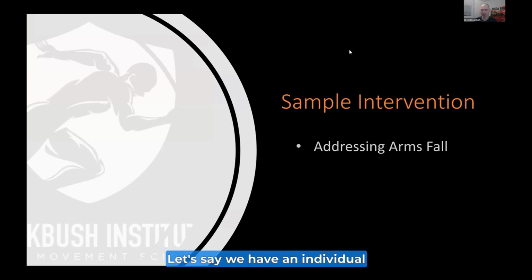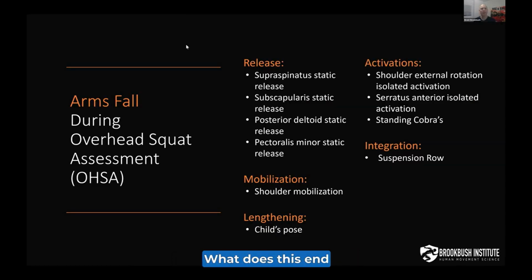Addressing arms fall. Let's say we have an individual who has arms fall on the overhead squat assessment. What does this end up looking like in an actual intervention plan? Well, at the Brookbush Institute, we're trying to essentially create a system of the most effective techniques to ensure that we're getting the most reliably highest effect size outcomes we possibly can. That ends up combining release, mobilization, and lengthening. That's our mobility techniques. And then we have to activate on the other side. We need to activate those underactive structures and then integrate them into some sort of movement pattern so we keep training the body to start moving the right way.